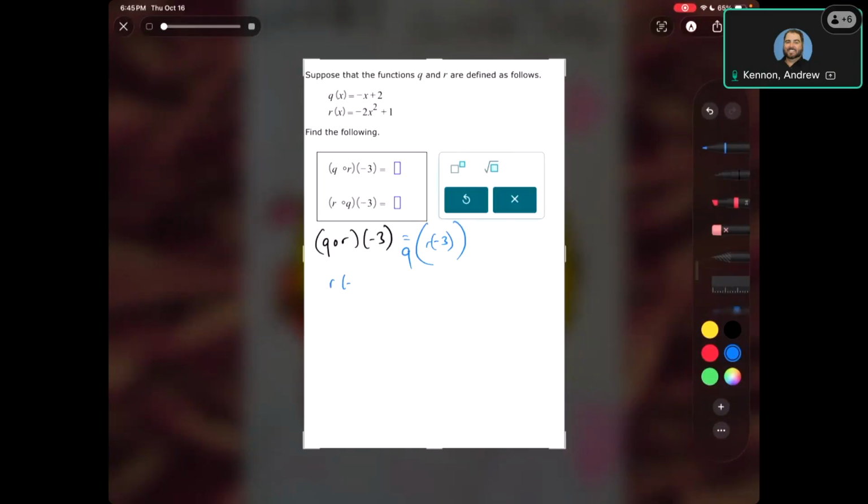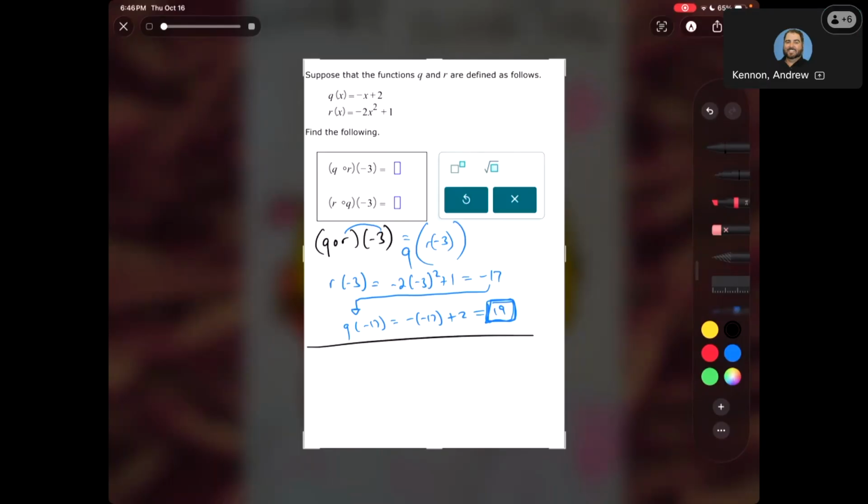So I'm going to find R of -3 first by plugging that into the X. And that is what? 9, -18, -17. And then I take that answer and plug it into Q. So we got to be careful with negatives here. -17, that becomes positive. So this answer is 19. So you work backwards. -3 into R. Whatever I get out, I plug into Q.